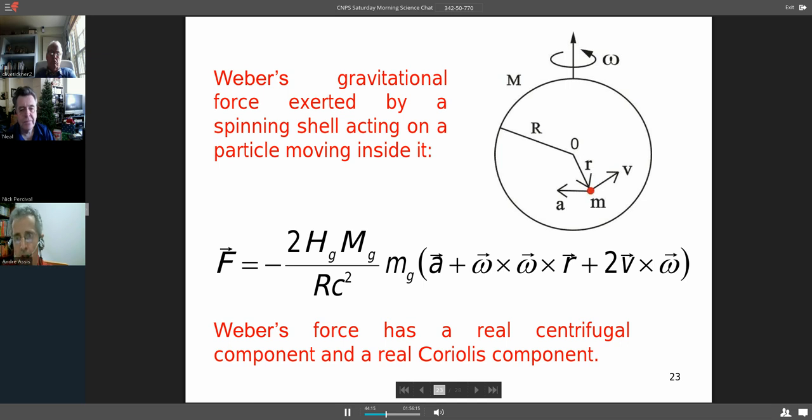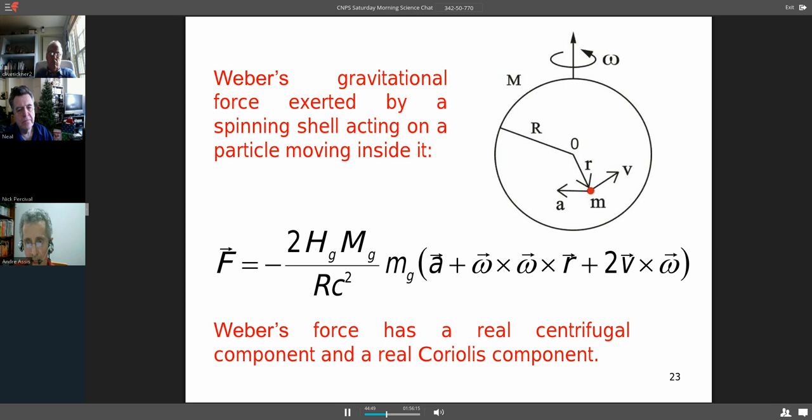And I did show the calculation for a stationary spherical shell. What would be the force if the shell were spinning? The force of a spinning shell acting on a body inside. So Weber's gravitational force exerted by a spinning shell acting on a particle moving inside it, when we integrate Weber's law, we obtain this mathematical expression which appears in slide 23, which shows the minus phi ma, the first term of the stationary shell.